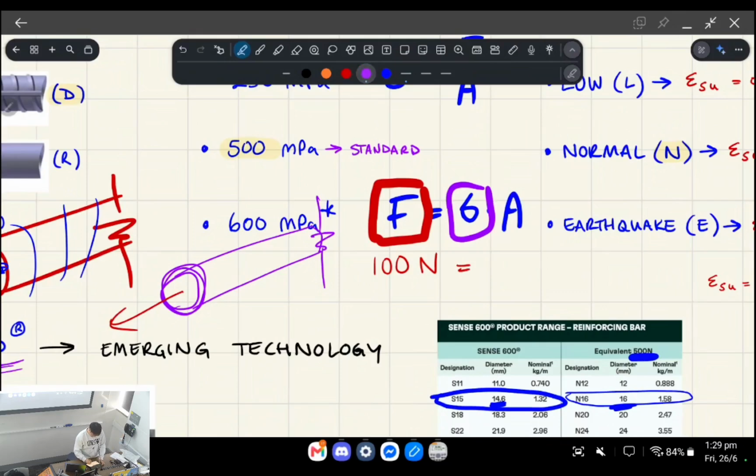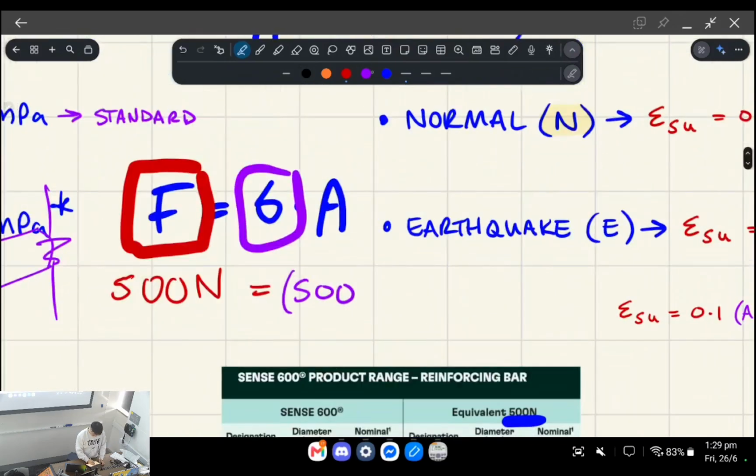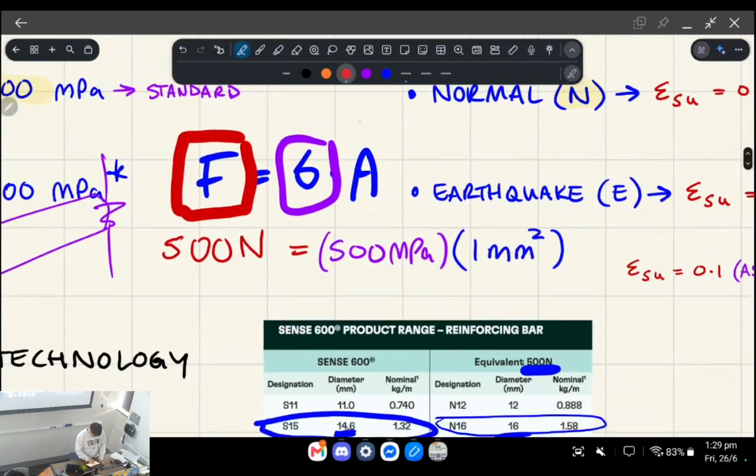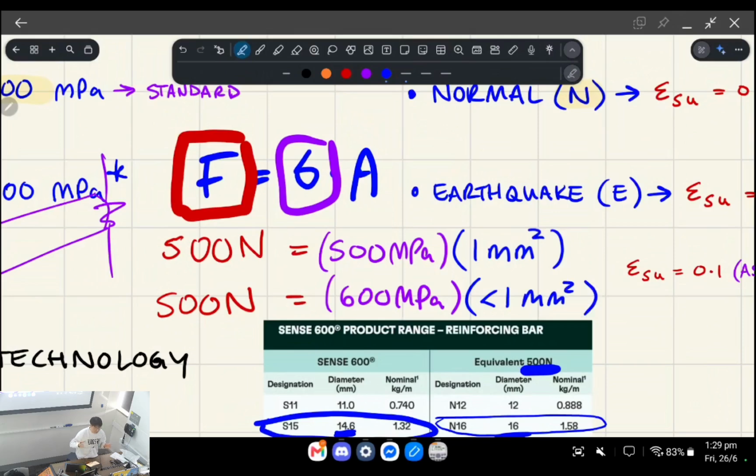Let's say that for a 500 MPa bar, you know what, I'm going to make these numbers easy for myself. Say I want 500 newtons of force going through the bar, for 500 MPa steel, and these are just made up numbers. You would need 1 millimeter squared of area. If I want the same amount of newtons going through it, and I've got 600 MPa bars, you can imagine that this number is less than 1 millimeter squared. See what I'm saying? So you reduce the area, but the strength of the steel is higher.